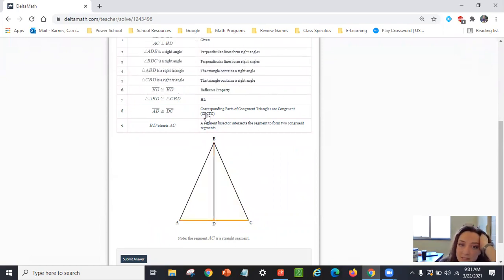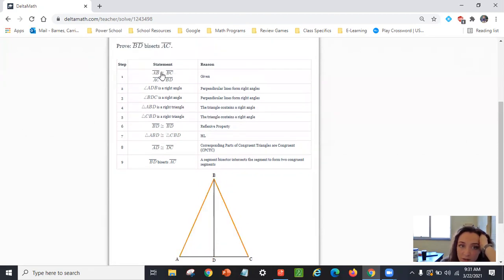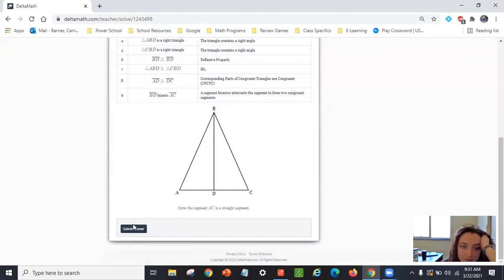We also have a CPCTC, and that has to come after a triangle congruence, so it needs to go after hypotenuse leg. And now this proof looks good. So looking up here, we had that these two things were congruent. We had that these were perpendicular. That means they form right angles. That means that these are right triangles, and that just is there. Then we have hypotenuse leg, then CPCTC, and then bisecting.